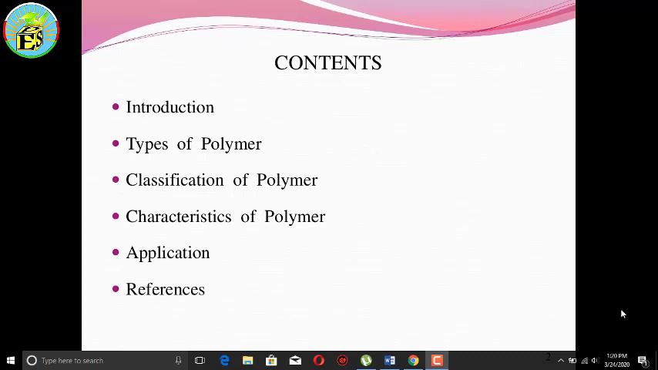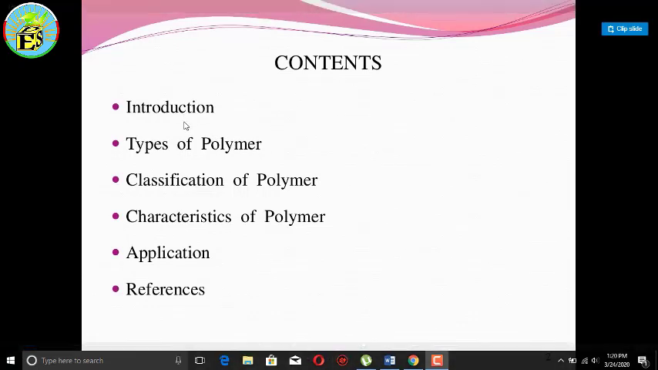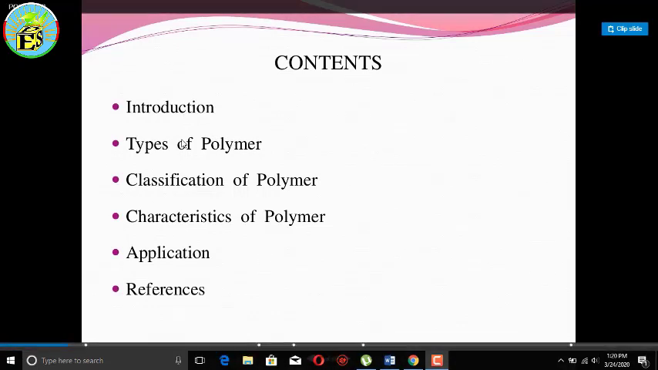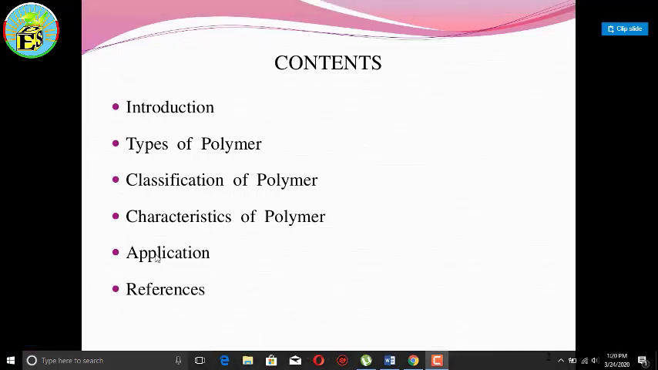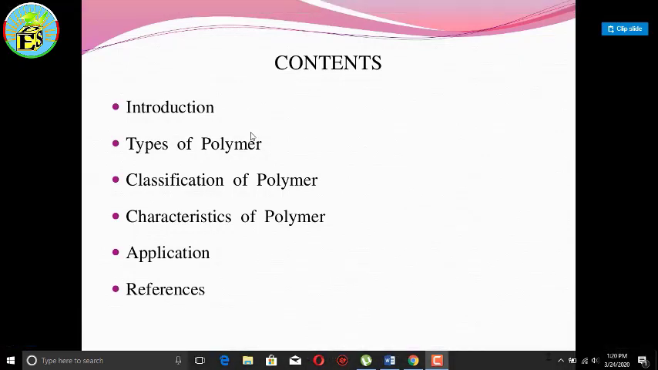This lecture is for grade 10 chemistry, and today's topic is about polymers. We will go for the introduction of polymers, then types of polymers, and then classification, characteristics and their properties, and applications where we can use them. We will look at all of these aspects while we are studying the topic of polymers.